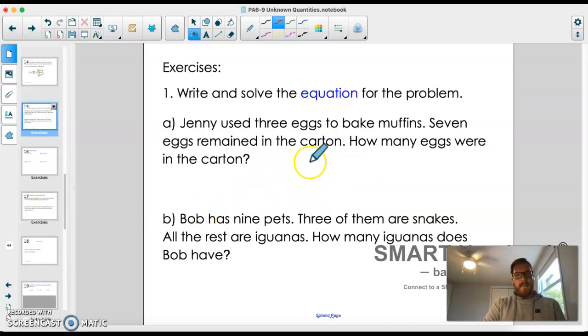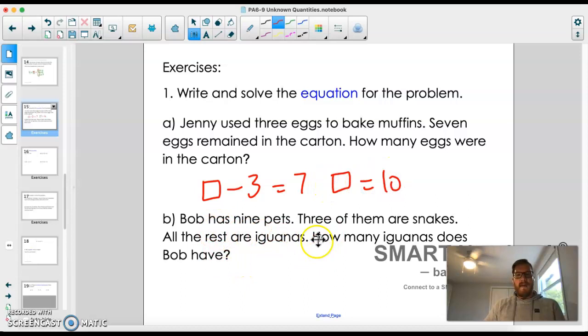All right, and so some extra problems. This is write and solve an equation for the problem. It says that Jenny used 3 eggs to bake muffins. 7 eggs remained in the carton. How many eggs were in the carton? This ends up being a subtraction question where you have your unknown and you take 3 and you're left with 7. So some number minus 3 equals 7. And so we know that that's going to be 10.